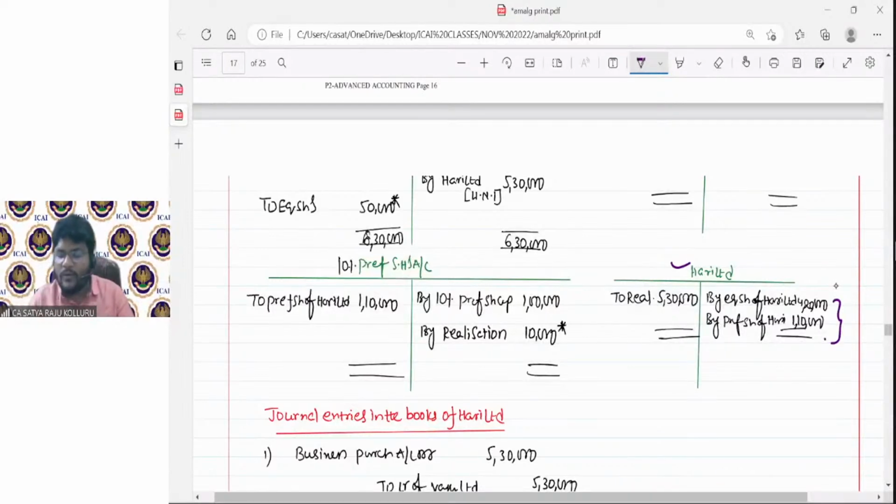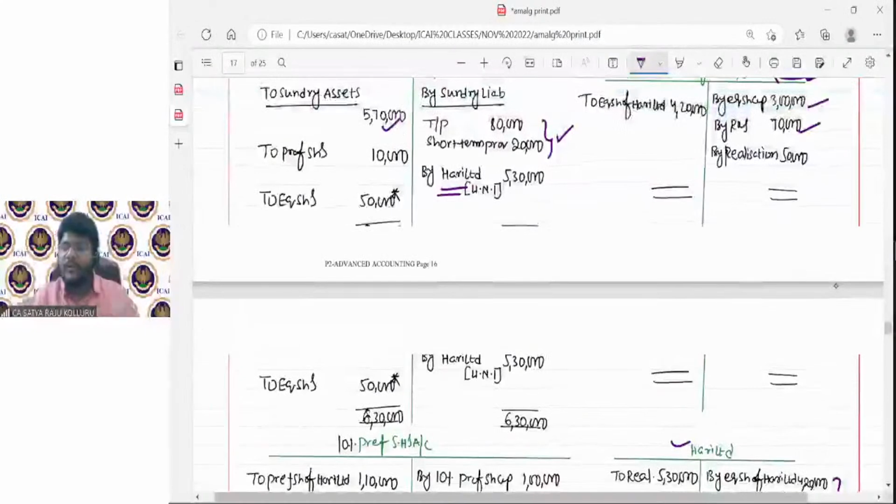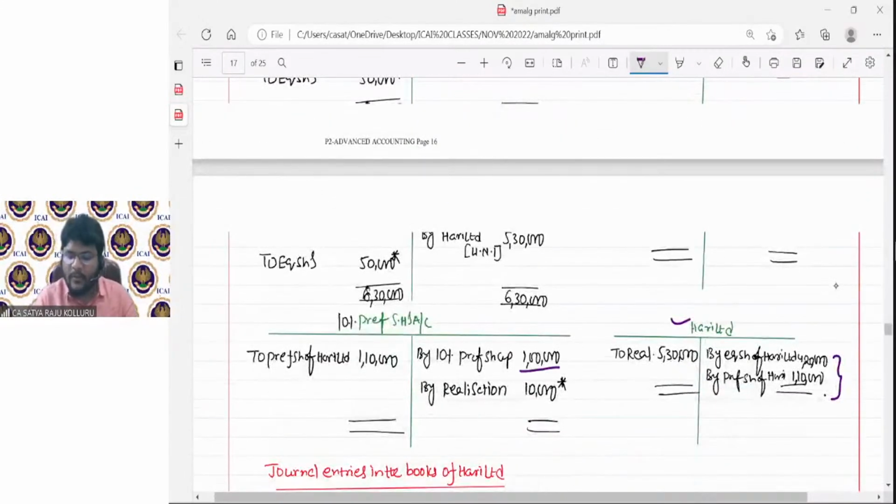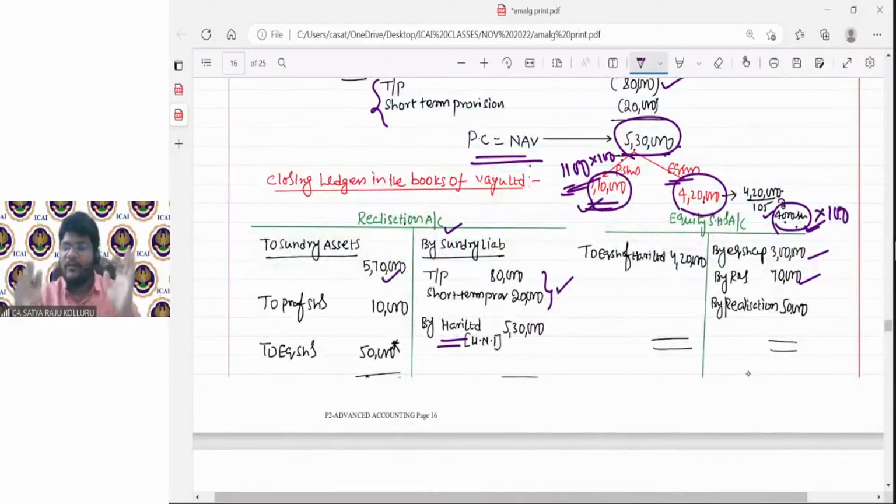Then whatever PC you are getting, distribute among the existing preference shareholders, equity shareholders and all other liability holders in the particular order. There is no liability holder, so first make payment to the preference shareholders. Sir, preference share capital is 1 lakh, but you are paying 1,10,000. You are getting a certain profit or loss. That profit or loss, again, you need to transfer to the realization account. Then finally, you need to make payment to the equity shareholders account.